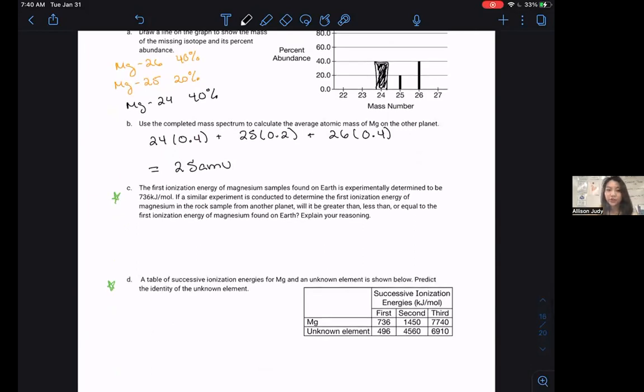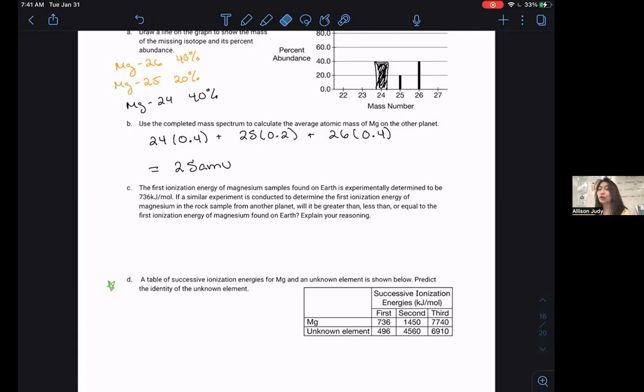Okay, question 3 is another short FRQ. So what we have here is the first ionization energy of magnesium samples found on Earth is experimentally determined to be 736 kilojoules per mole. If a similar experiment is conducted to determine the first ionization energy of magnesium in a rock sample from another planet, will it be greater than, less than, or equal to the first ionization energy of magnesium found on Earth? Explain your reasoning. So the big idea here is, we have to think about the properties of ionization energy. Like, what is ionization energy? Well, first of all, ionization energy is the energy it takes to ionize or remove an electron, creating an unequal amount of protons to electrons.